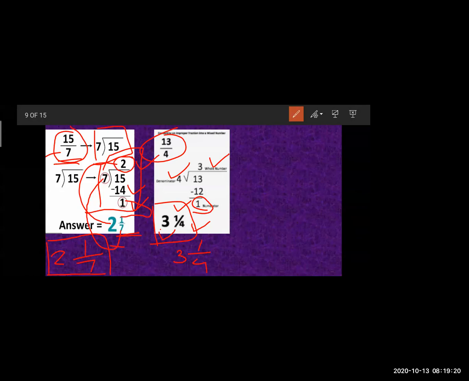See, the value of the fraction and the mixed number is one and the same. The value doesn't change. We have just converted from a mixed number to a fraction and from a fraction to a mixed number. We have not solved it. We have not got the answer. This is only the conversion that we have done.